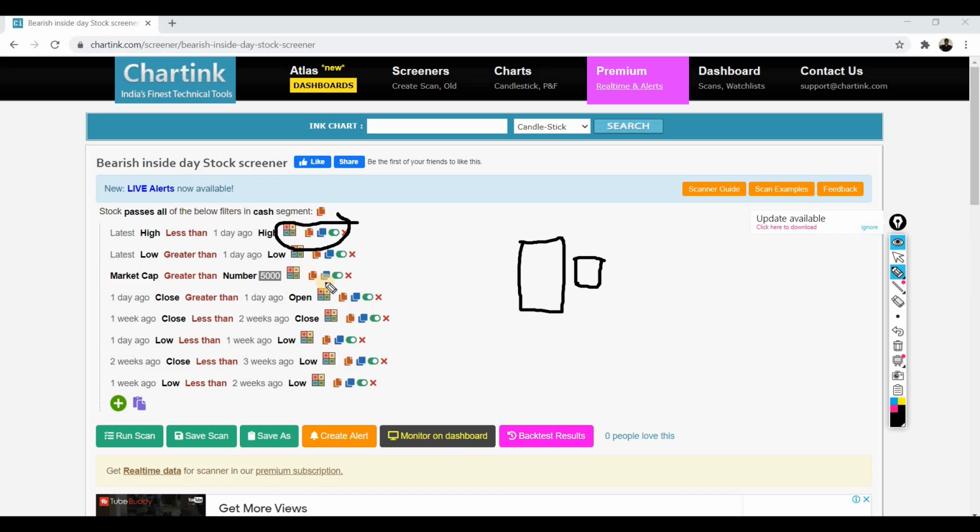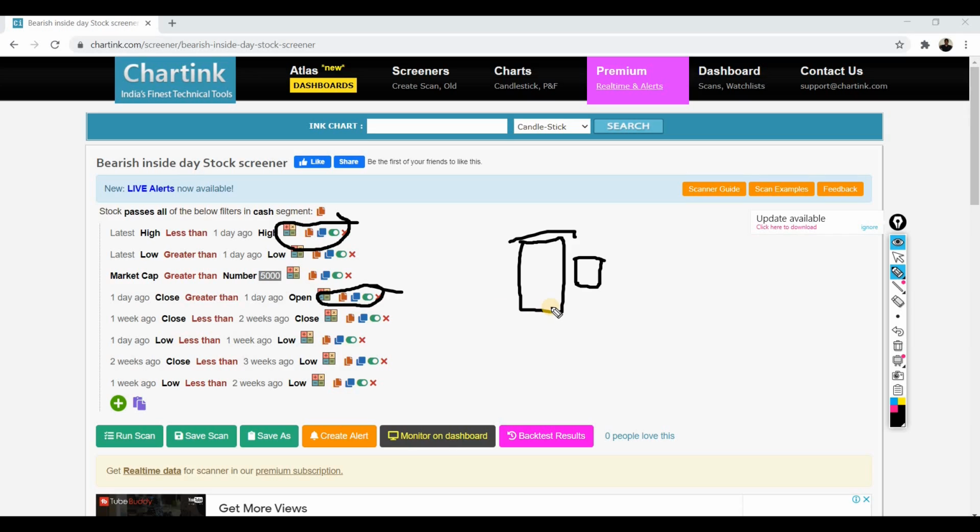The third one is for market capitalization. As I told you during creation of the bullish inside day stock screener, I prefer trading in liquid stocks. The fourth one is 1 day close greater than 1 day open. So this will ensure that the 1 day ago candle is a bearish candle.